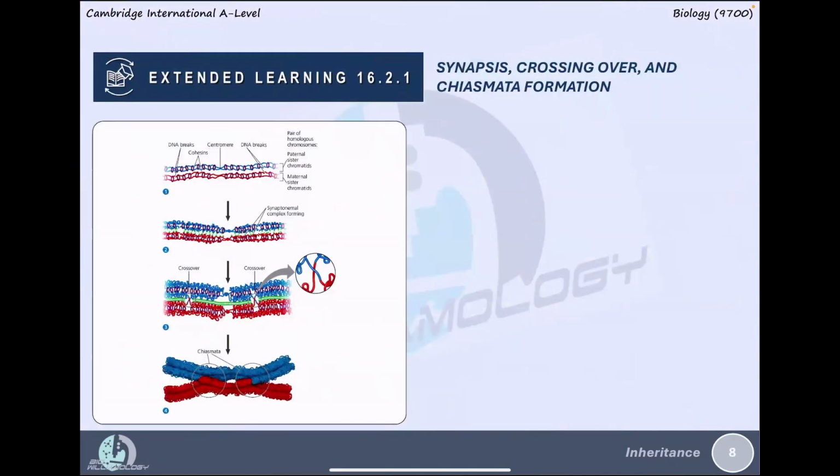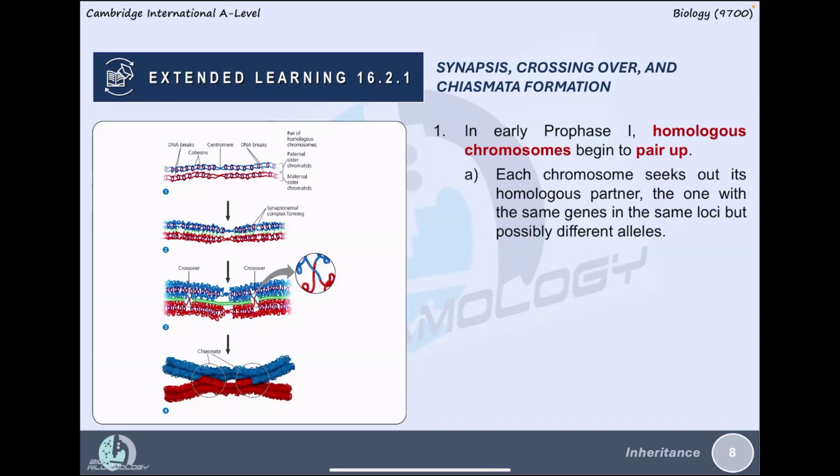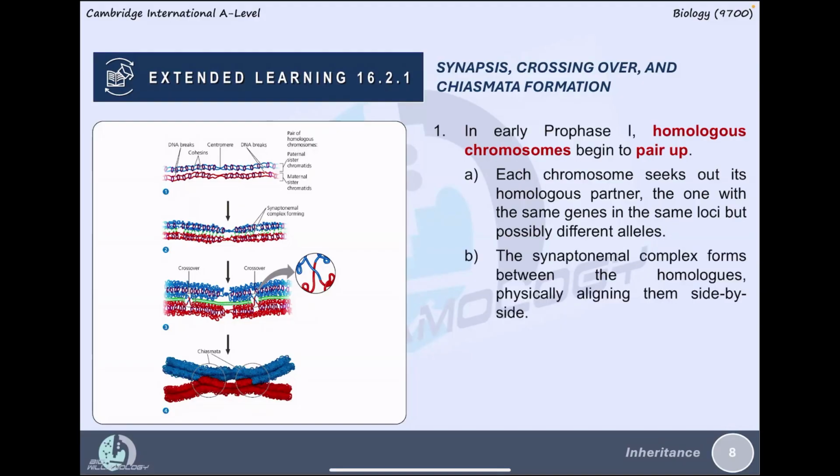This is extended learning where we look at synapsis, where the homologous chromosomes pair up, and then crossing over and the formation of chiasmata. So in early prophase 1, we know that homologous chromosomes begin to pair up. And each chromosome seeks out its homologous partner, the one with the same genes in the same loci, but possibly with different types of alleles.